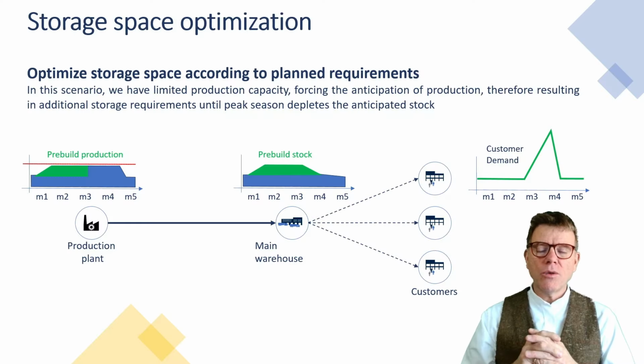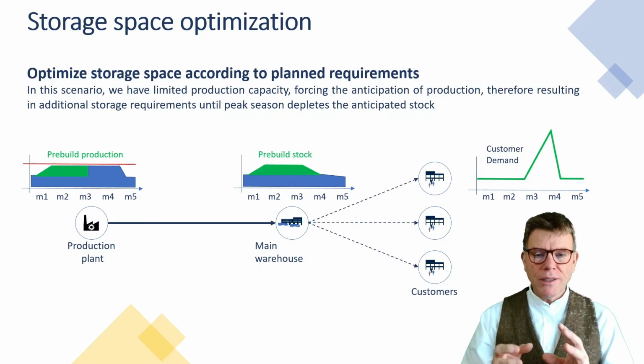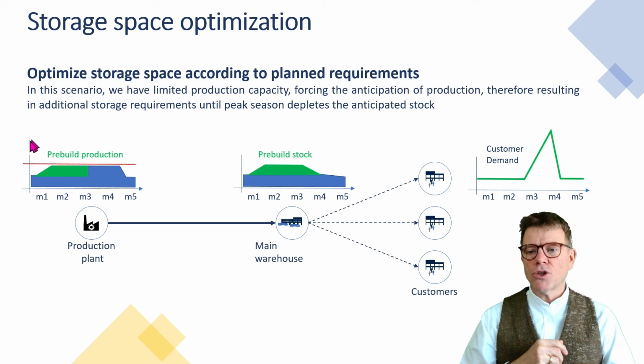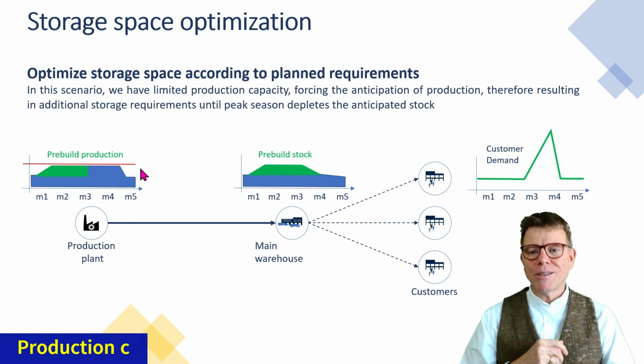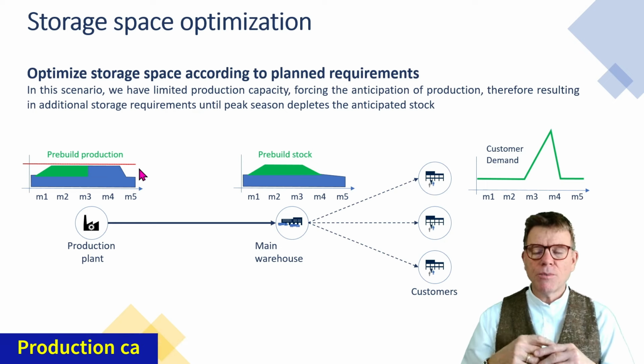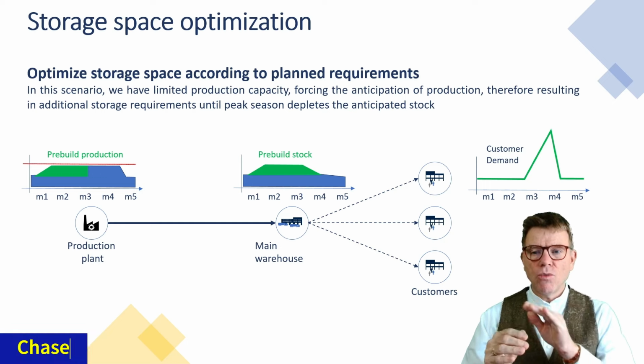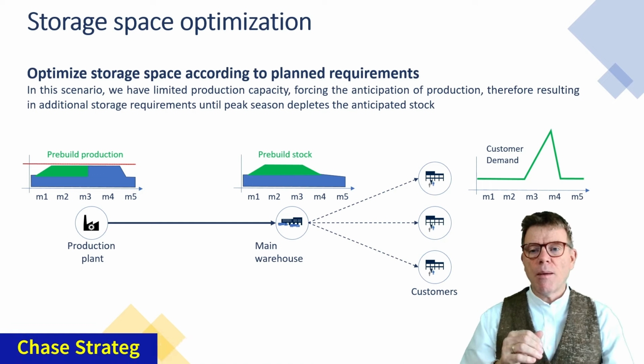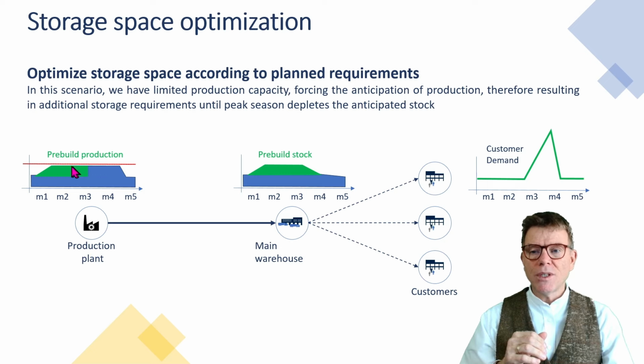In this new scenario, we have to deal with production anticipation and storage space occupations. On one end, as you can see here, we have a demand which is seasonal. On the other end, on the production side, we have limited capacity. Therefore, we cannot adopt a chase strategy, which would follow the demand by producing more and more. In such case, what happens is we want to produce in advance, the so-called pre-built stock.